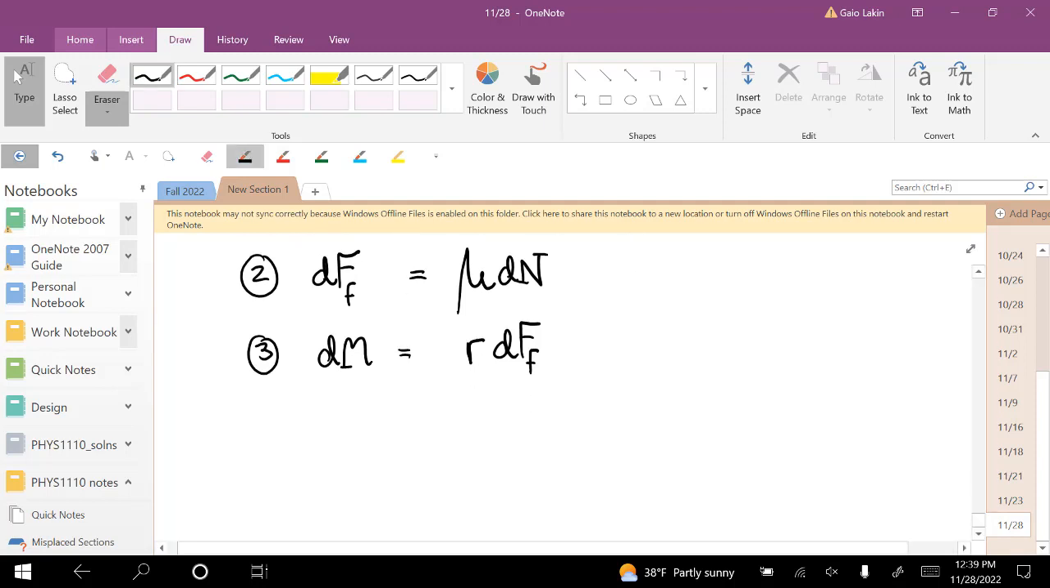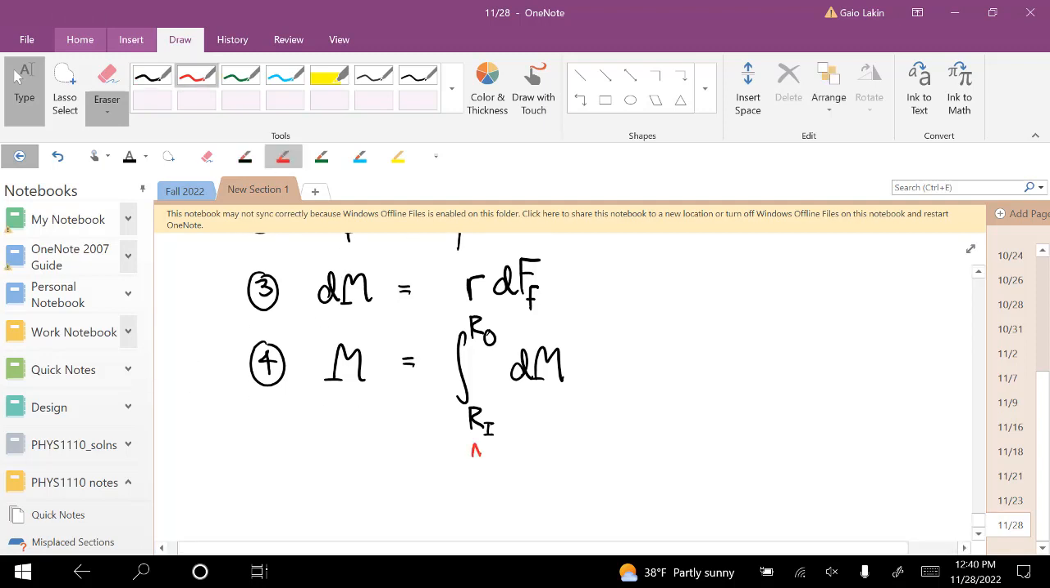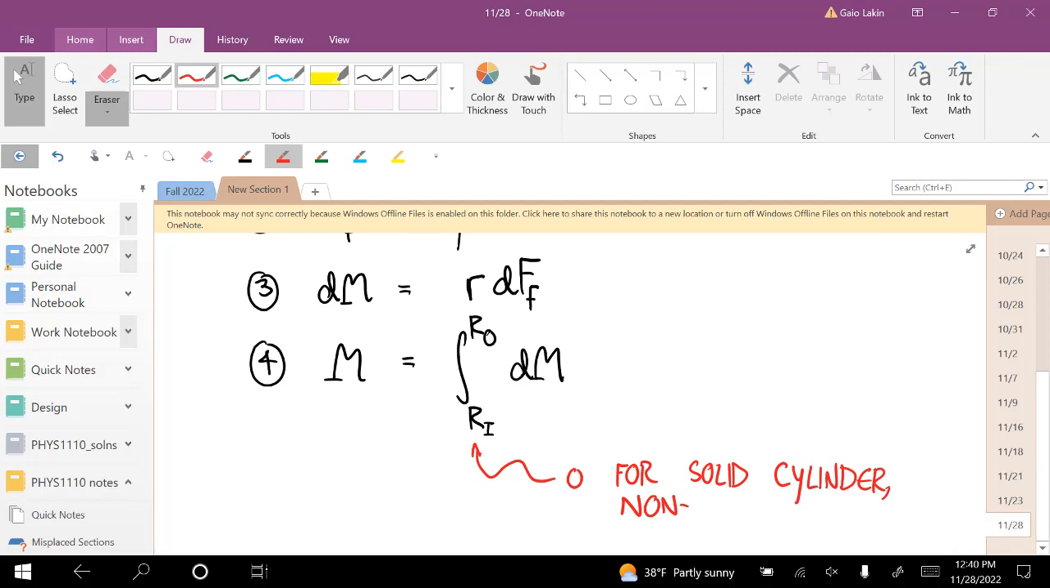And then finally, once we have our infinitesimal piece of the moment, our total moment is just the integral from, I'm going to write it as r inside to r outside of dm. So this would be 0 for a solid cylinder, non-zero for a hollow cylinder like a hollow tube. Okay.